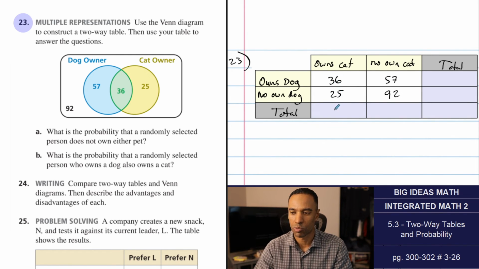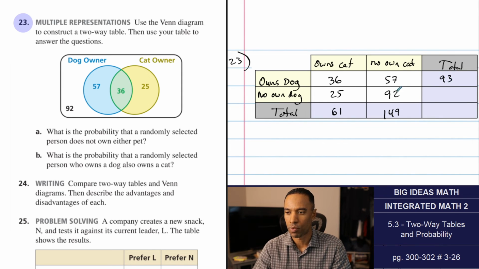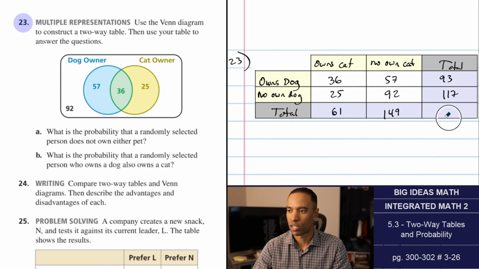Construct two ways. So 36 plus 25 is 61. 57 plus 92 is 149. 36 plus 57 is 93. 25 plus 92 is 117. 93 plus 117 is 200. 61 plus 149 is not 200, so I did something wrong. That is this one. This is 210. 93 plus 117 is 210, and that's why we double check that.